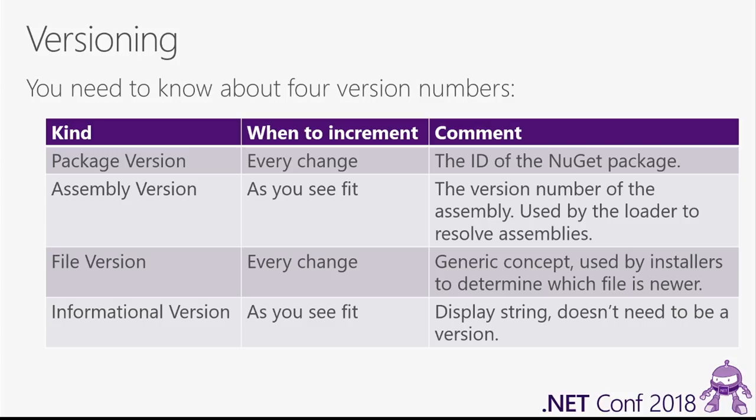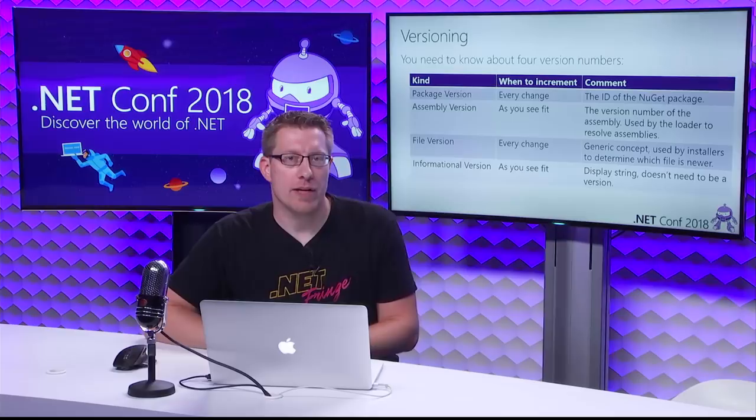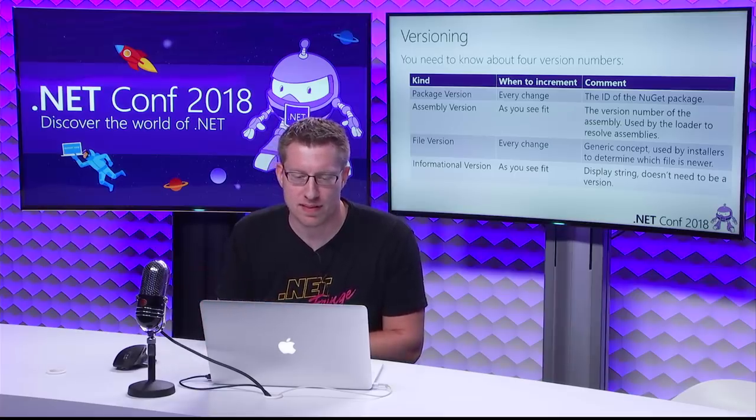So as a rule of thumb, package version you have to update with any change, because only one version can be on NuGet.org, so we need to increment that anyway. File version is the thing you should increment every single time you make a change, because otherwise, when some people deploy your things with setups, they may get funky behavior if the version stays the same.